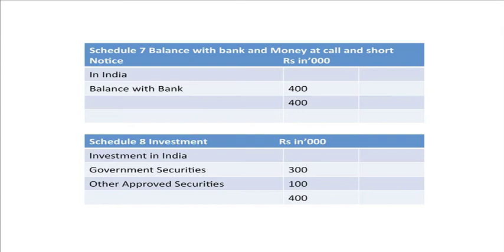Schedule 8 is investments. Investment in India, government securities was given 300, we placed it. Other approved security is 100, so aggregating to 400. Schedule number 8 total is 400.